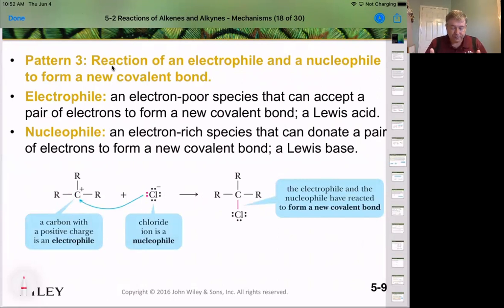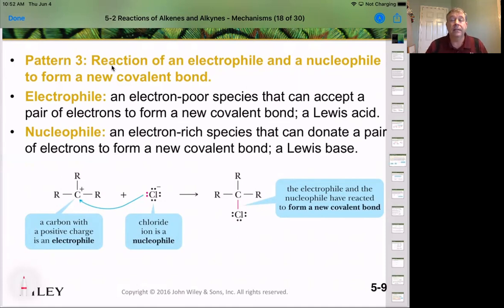The third pattern is the reaction of an electrophile and a nucleophile to form a new covalent bond. So let me define electrophile. An electrophile is an electron-poor species that can accept a pair of electrons to form a new covalent bond. Think Lewis acid, okay? They typically have a positive charge or are just electron-poor.